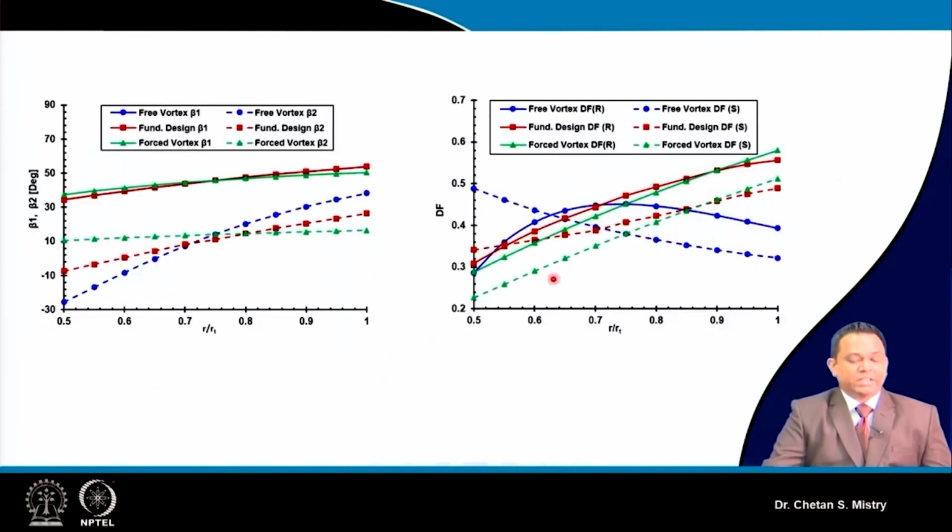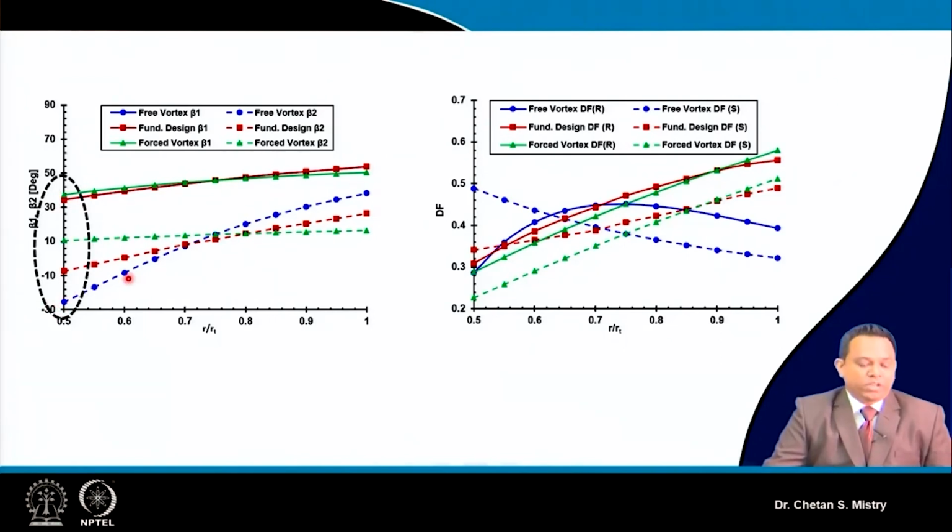Okay, let's compare all three methods, what we have discussed up till now. Here, this green color represents my forced vortex approach. The blue color represents my free vortex design concept, the red color represents my fundamental method, and this represents my forced vortex approach. If we look at my delta beta here, it does not vary much from hub to tip. And my beta 1 is varying because my axial velocity is going to vary.